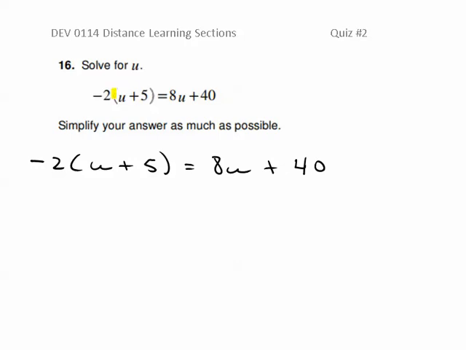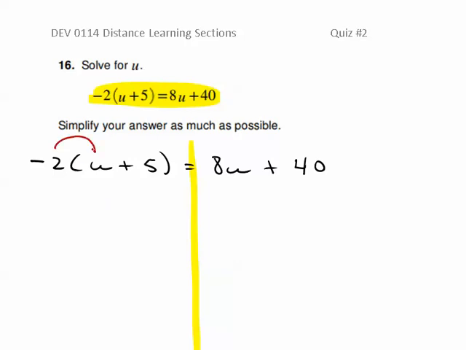All right, number 16, we're going to solve the equation negative 2 times the quantity of u plus 5 is equal to 8u plus 40. So anytime you solve an equation, the first step is always to completely simplify both sides. In other words, is there anything on each side that we can do?